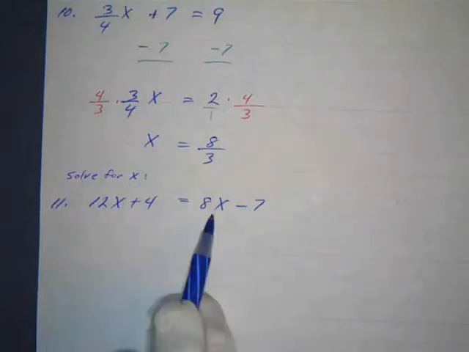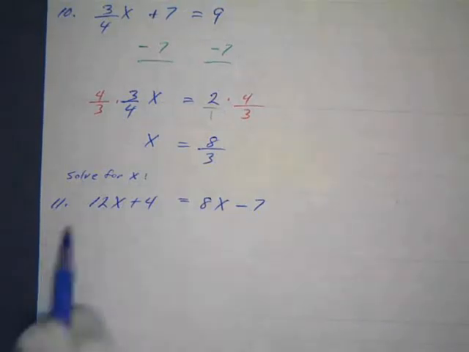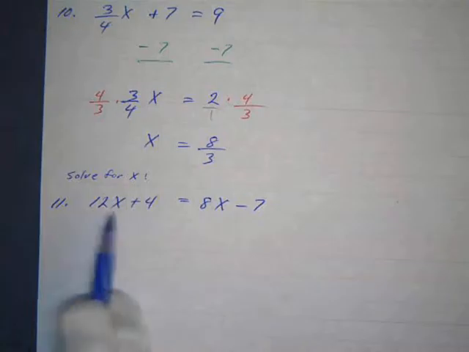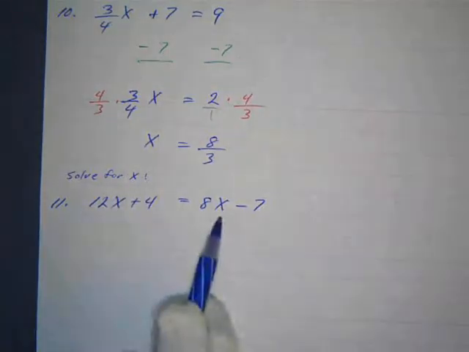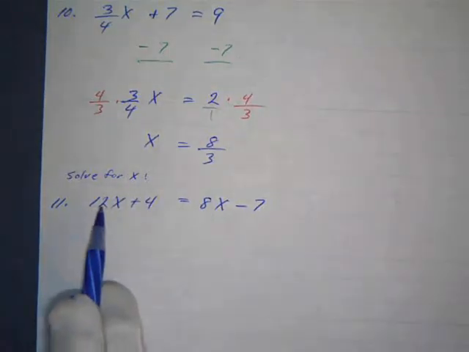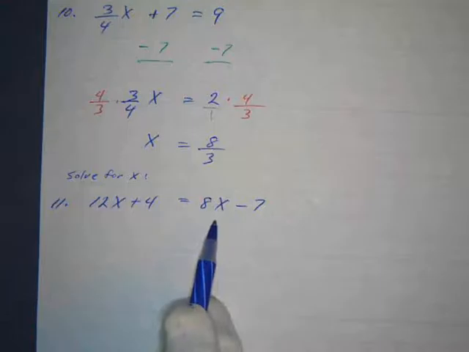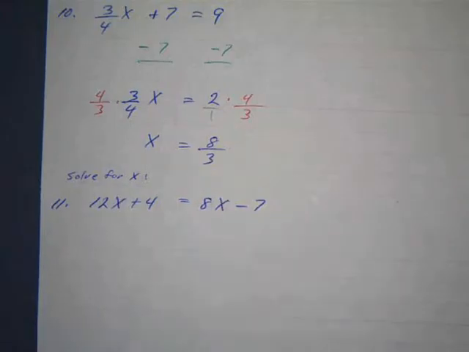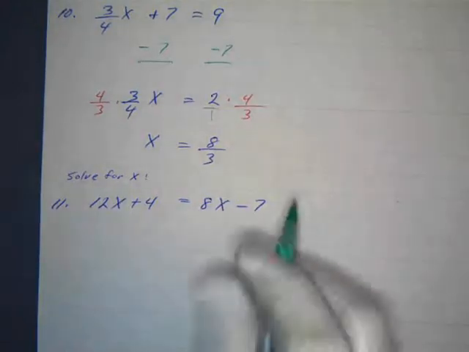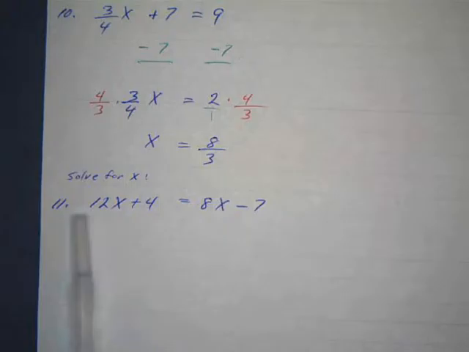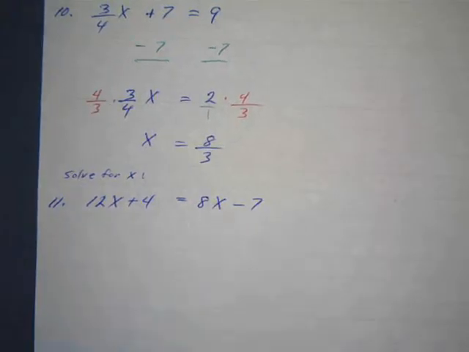So first of all, I want to get all my variables on the same side. Now I always try to get my variables where there are more positives so I don't have negatives to deal with. In other words, if I subtracted 12x from both sides, I'd have a negative 4x on the right. And then eventually I would have to deal with that negative sign. So if I subtract 8x from both sides, that's going to move the variables to the left side of the equation. And this is called the left member of the equation. This is called the right member of the equation.